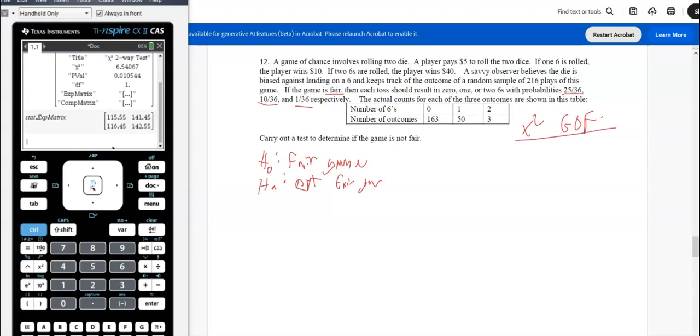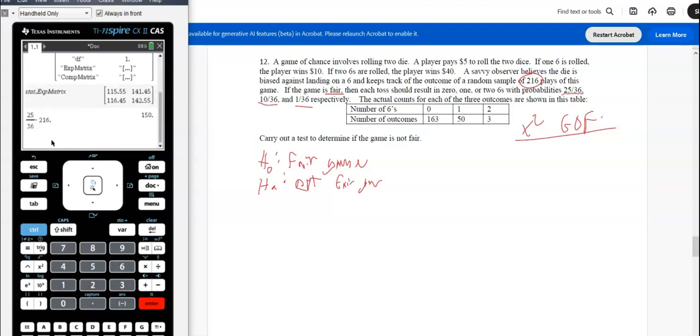To figure out the expected values, we really need to do that. Let's add up the numbers. I don't know if they told us. Oh, 216 plays. So if the first one is 25 out of 36, so 25 divided by 36 times 216. So we would have expected 150 here.